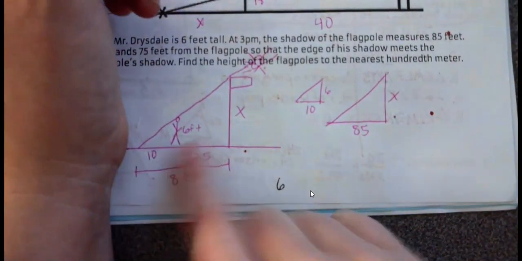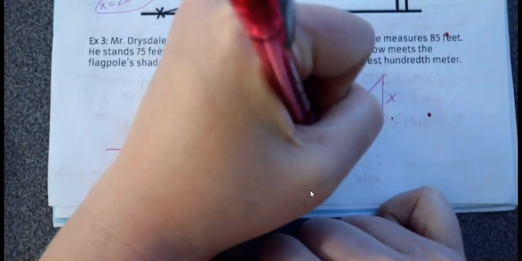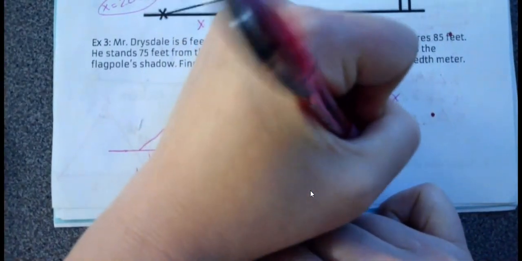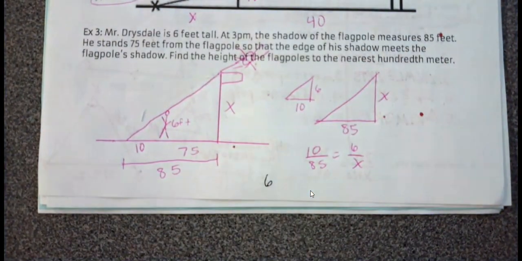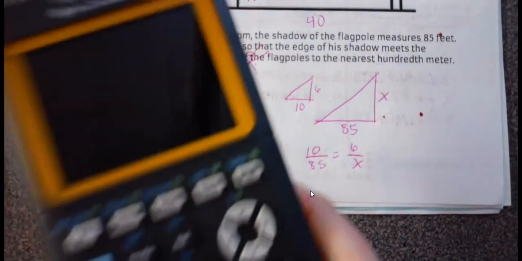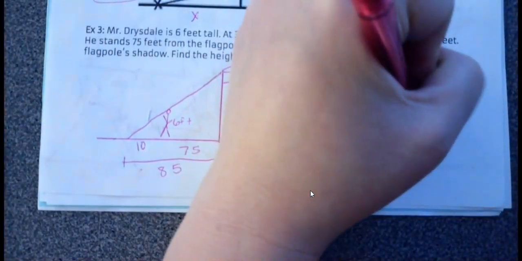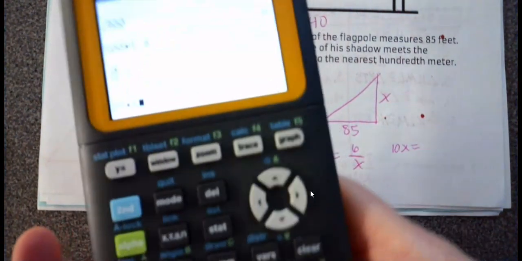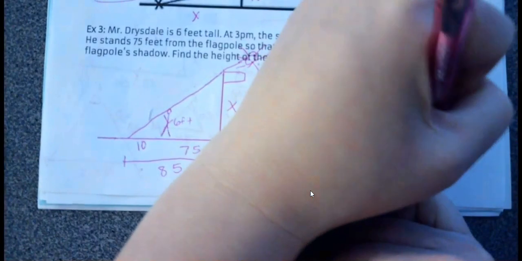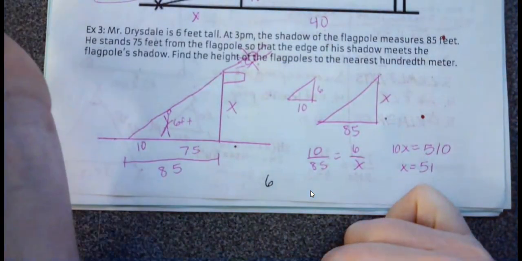All right, so the base is 10 over 85 equals 6 over x. Make sure 85 and x are both on the bottom, 10 and 6 are both on the top. You can simplify that if you want, but you don't have to. 10x equals 85 times 6, which is 510. So x is going to be 51.